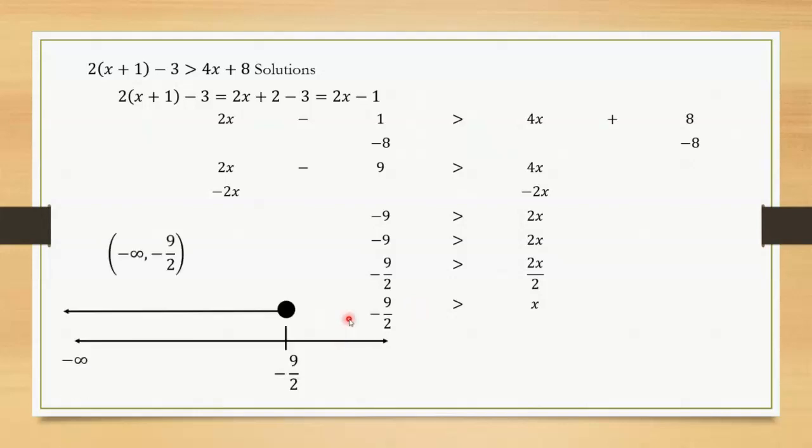So here's our solution set. And this is a mistake because that should be an open circle. So this circle here should be open. But basically what we get is x is less than negative 9 over 2. That's what this is saying. So this solution set here is right, but this circle should be open. And why should it be open? Because we're not including negative 9 over 2.